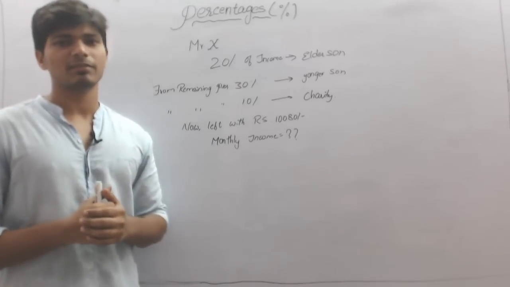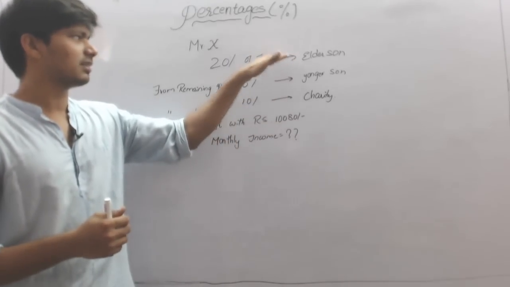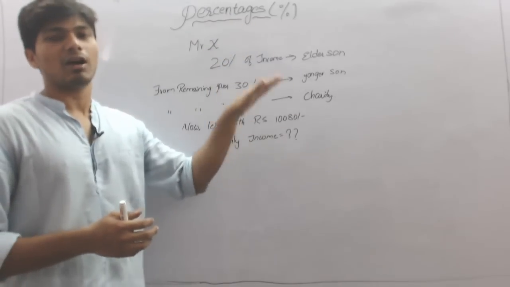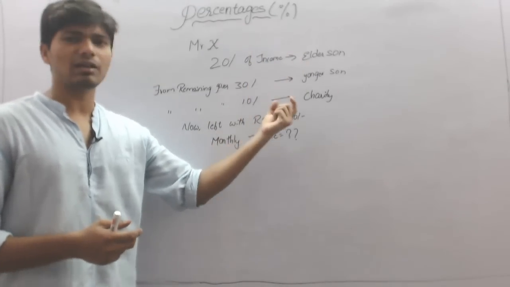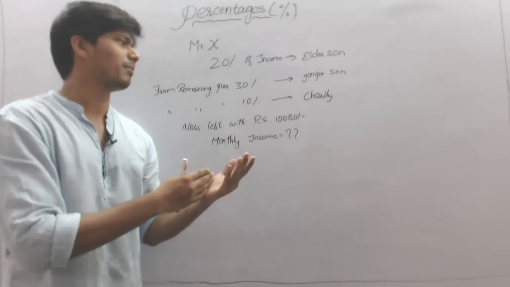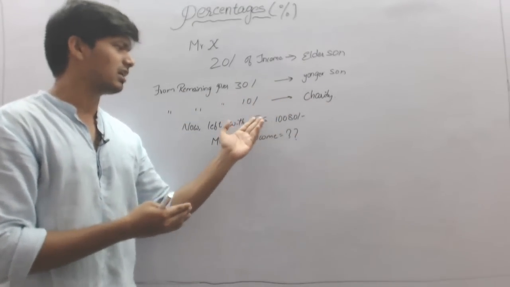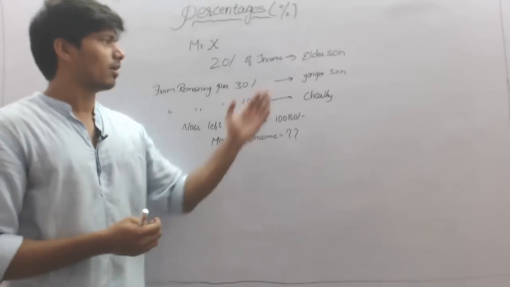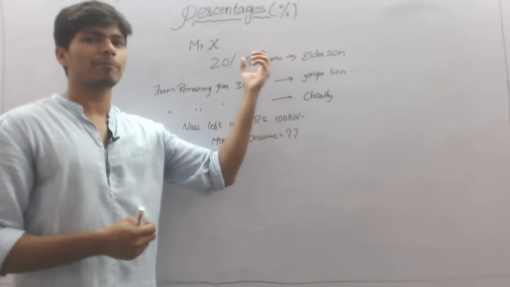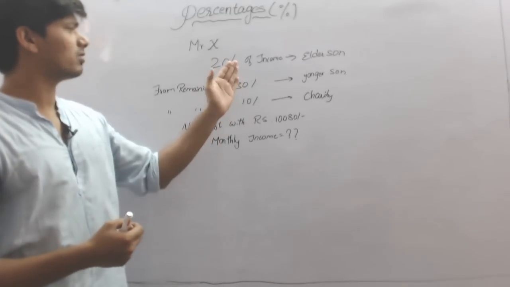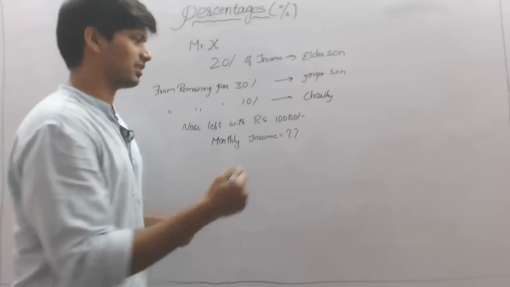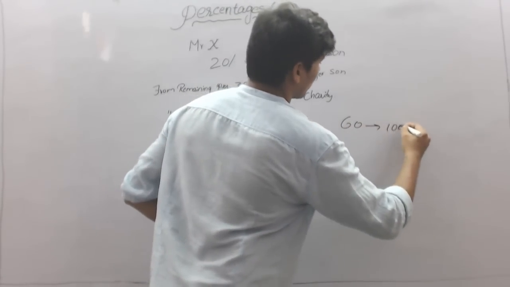Once look at this question properly again. I hope you got the clarity on the question. Mr. X gives 20% of his income to his elder son, and out of the remaining he gives 30% to his younger son. After giving that, again he is left with some remaining. Out of that remaining, he spends 10% on charity. After spending all this, he is left with 10080. You may feel that this is very similar to the problem we solved earlier, isn't it? In that problem we said 20 plus 30 plus 10, 60% is equal to this much. Then what is 100%? 60% is equal to 10080.